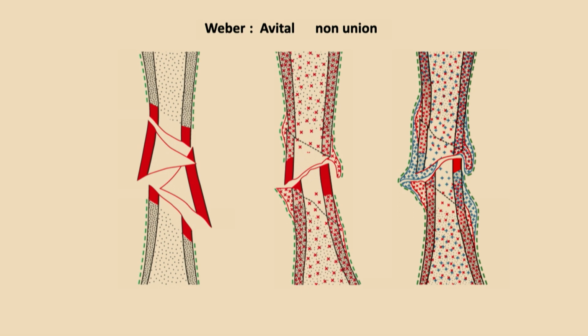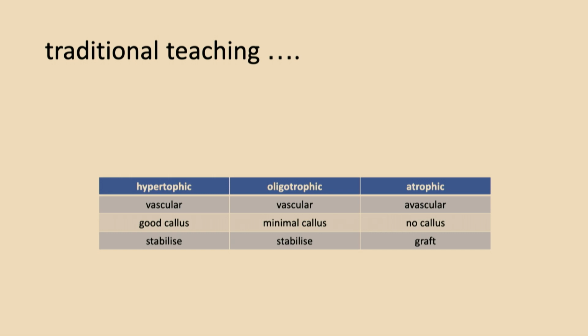Avital, to me, if there's dead bone in there, once you've removed that, that is a bone defect. That is no longer a non-union. It is a different clinical entity. And the traditional teaching will tell us that a hypertrophic non-union is vascular and it's got good callus and it just needs that little nudge of stability. And then you go all the way to the other end of the spectrum, and an atrophic non-union is avascular and it must be bone grafted.